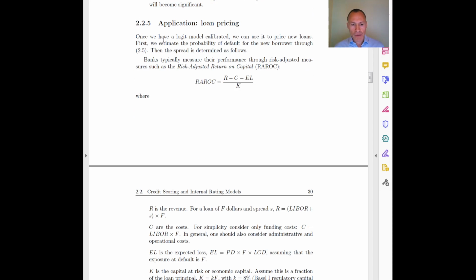So finally, once we have a probability of default, what can we do? We can use it to price the loan. As we were saying, we have a firm that comes up to the bank and asks for a loan, and the purpose of these models is to estimate the likelihood that the firm will survive or default, and given that probability, say what is the price of the loan, meaning the spread that the bank is going to charge to the firm.